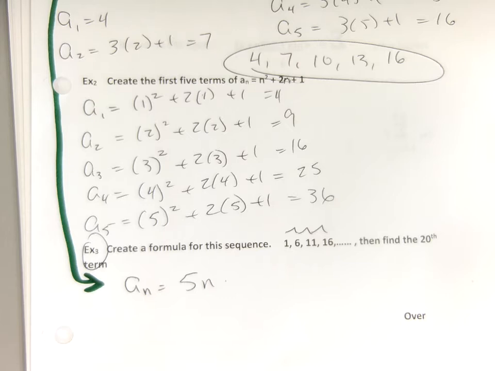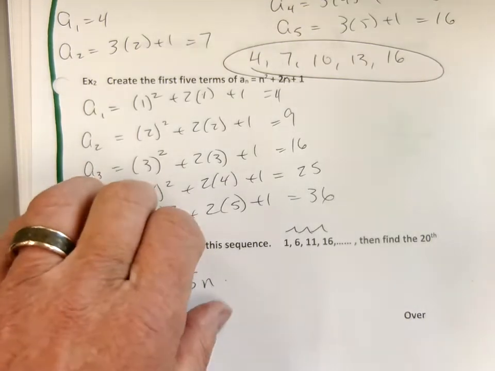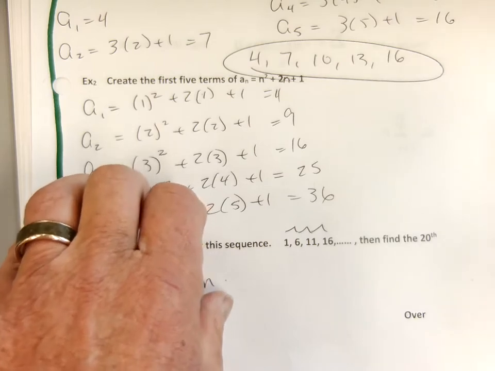5n minus 4. There you go, let's write that down. So 5n minus 4 makes that formula, right? 5n minus 4.